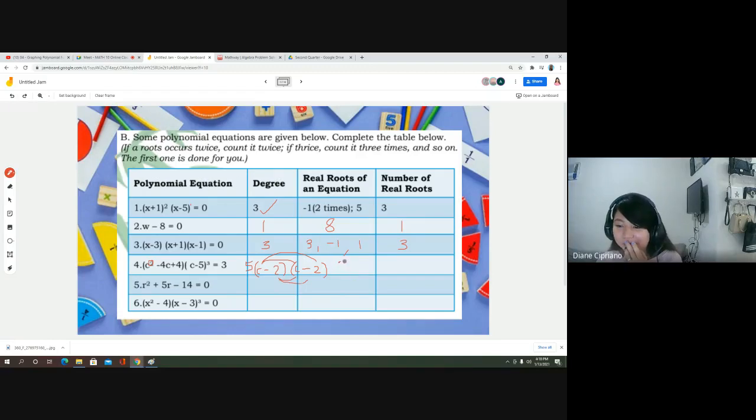Bakit positive 2, ma'am? Equate mo to sa 0, di ba? C minus 2 is equal to 0, magiging positive 2. 2 times din siya. Kasi dalawa, parehas lang sila. And then the other one is positive 5 na naka 3 times. Naka 3 beses tong 5 and then yung 2 naka 2 times. Got it? Nakuha yun? Yes po. And then the number of real roots is 5.